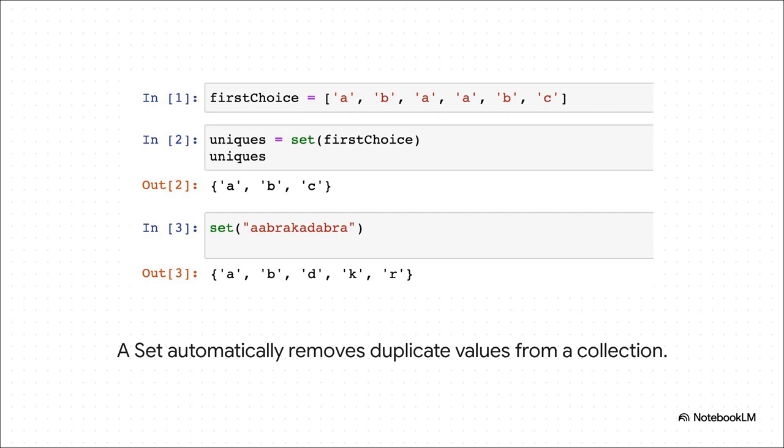Just look at this example. We've got a list here with a bunch of duplicate A's and B's, but watch what happens the second we convert it into a set. Poof! All the duplicates just vanish. We're left with only the unique values.